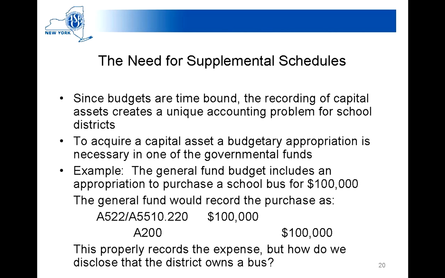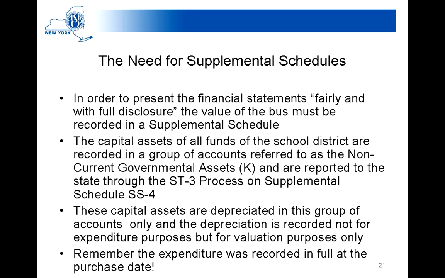But we have a second set of books to report those fixed assets in a separate ledger to keep track of them more clearly, more adequately, maybe more accurately, especially over time. So this little slide tells us that we have need for a supplemental schedule for capital assets. We report those capital assets in Group K, or a non-current governmental asset group, and it's part of the ST3, but it's on supplemental schedule number 4.